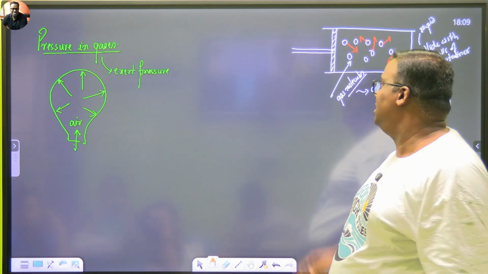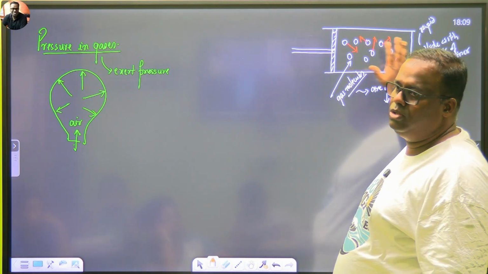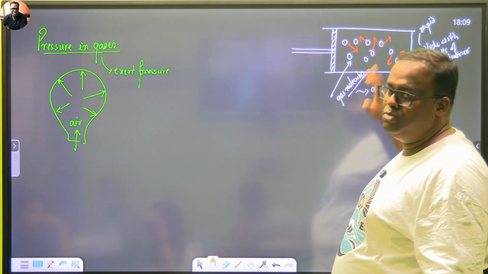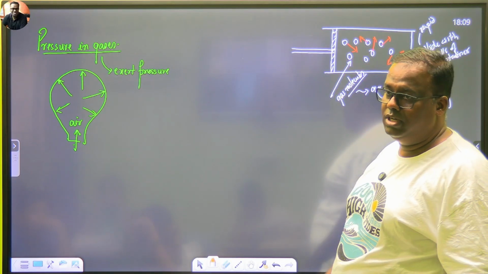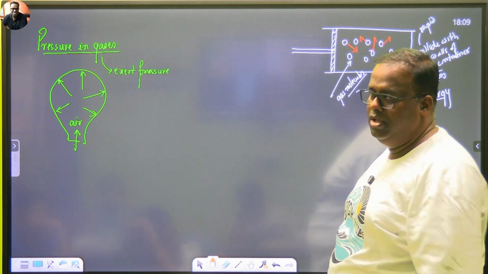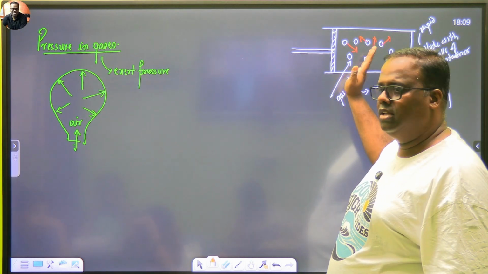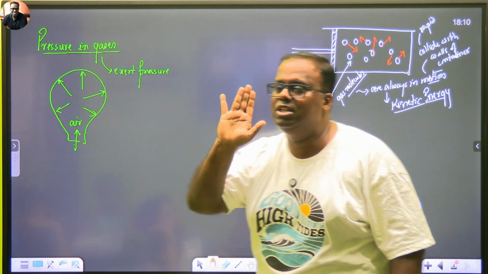And how is pressure exerted? Every gas has got molecules. Molecules are in continuous motion, and this motion is due to their kinetic energy, due to which they strike against the walls of the container with very frequent collisions. And this frequent collision is actually causing that pressure.